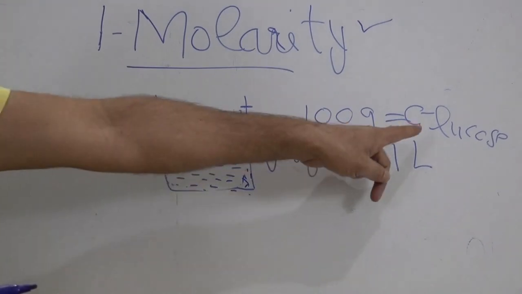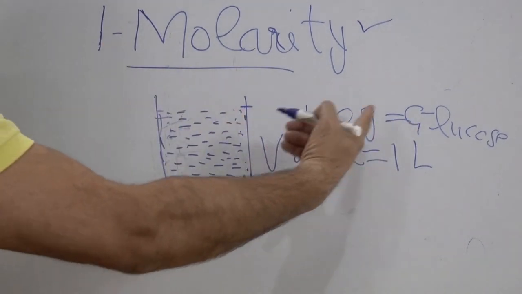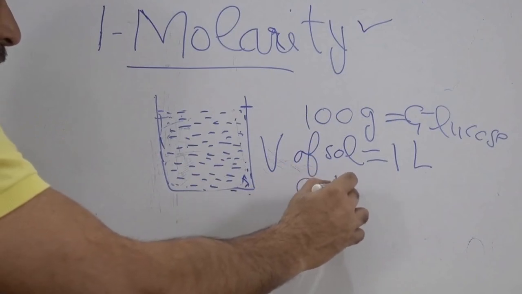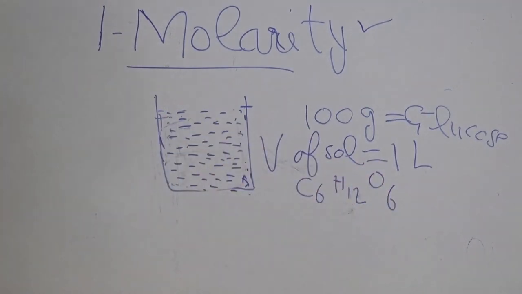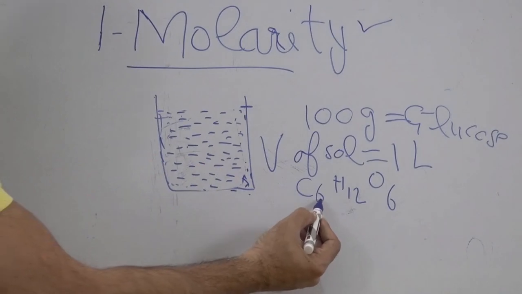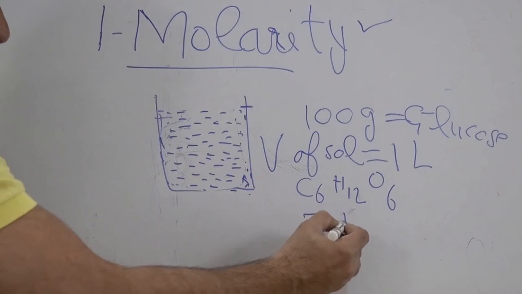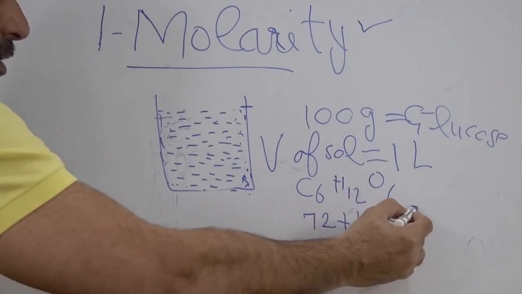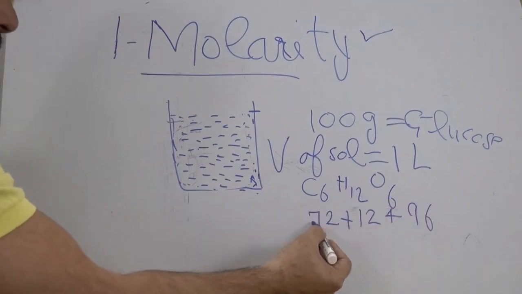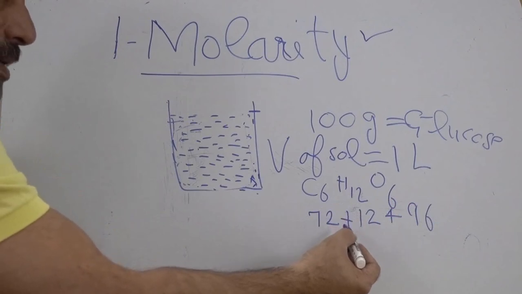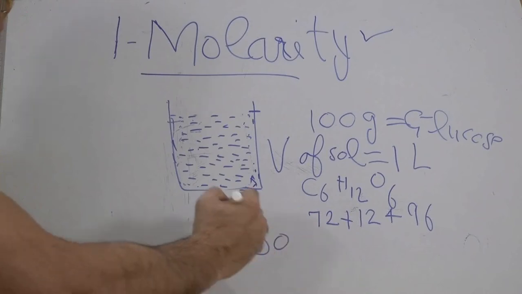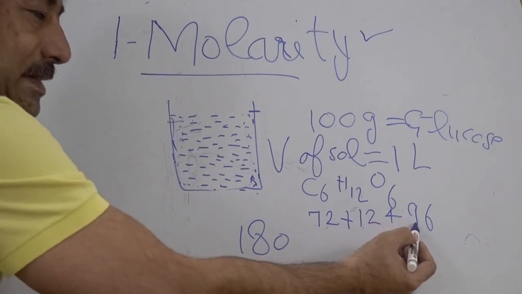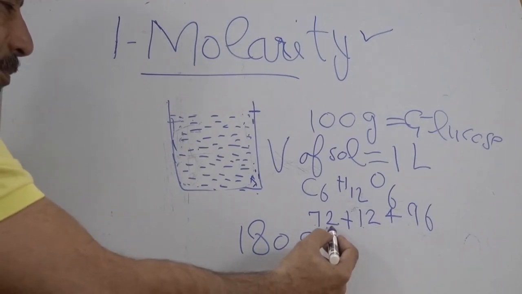And the glucose is how much? 100 gram. What is the molar mass of glucose? The formula is C6H12O6. Twelve into 6, 72. Plus 12 into 1, 12. And 6 into 16, 96. 72 plus 12, 84. 84 plus 96. That comes out to be 180 gram per mole.